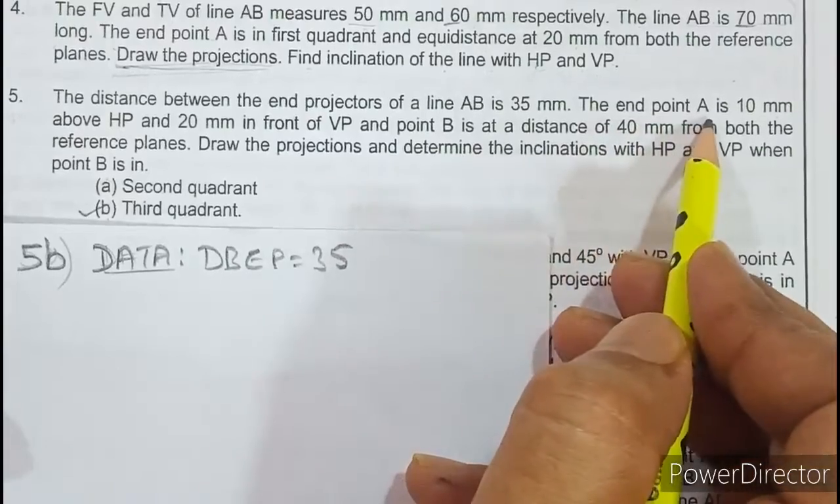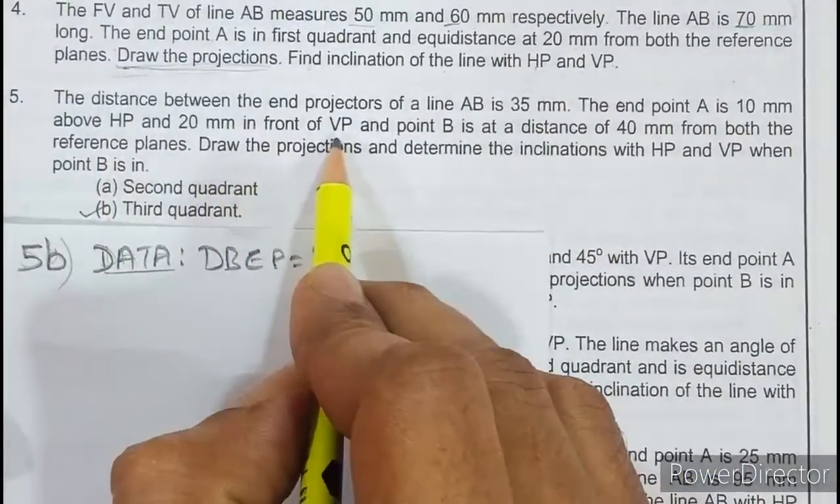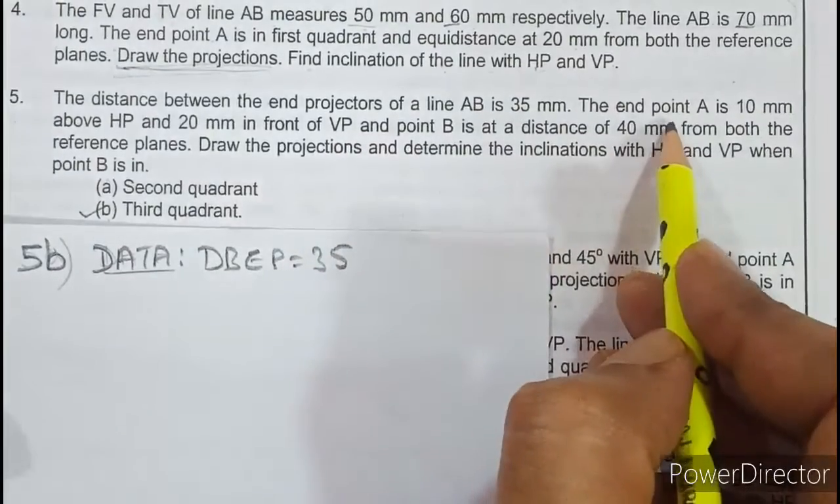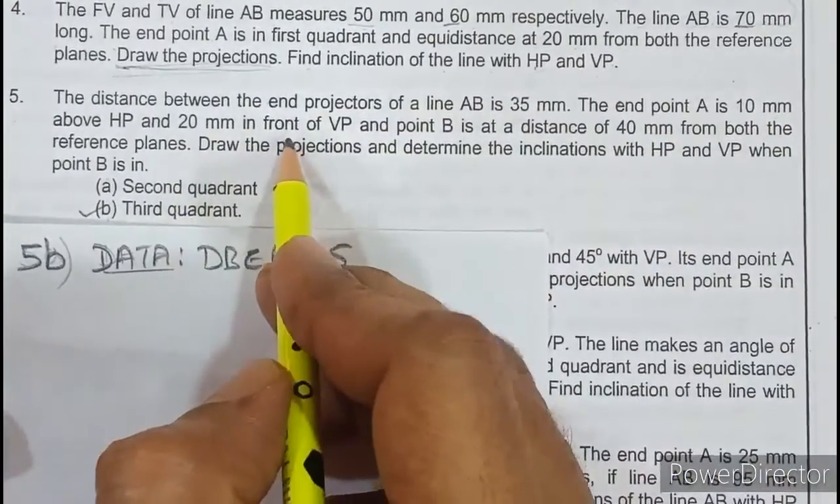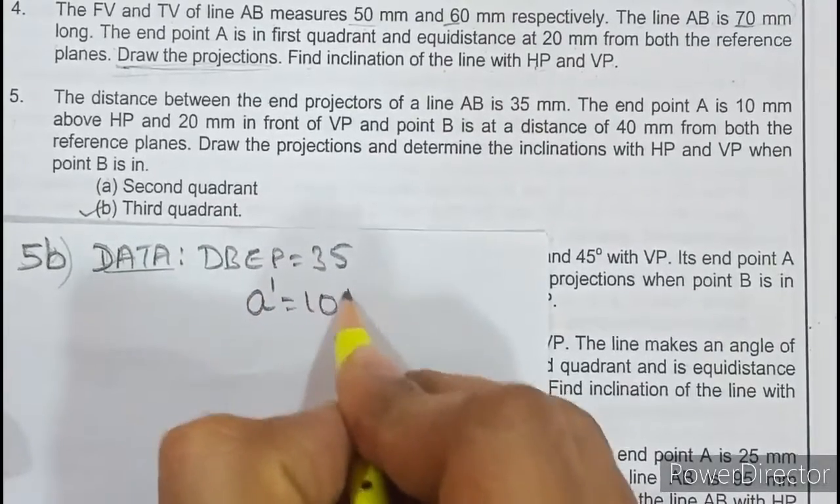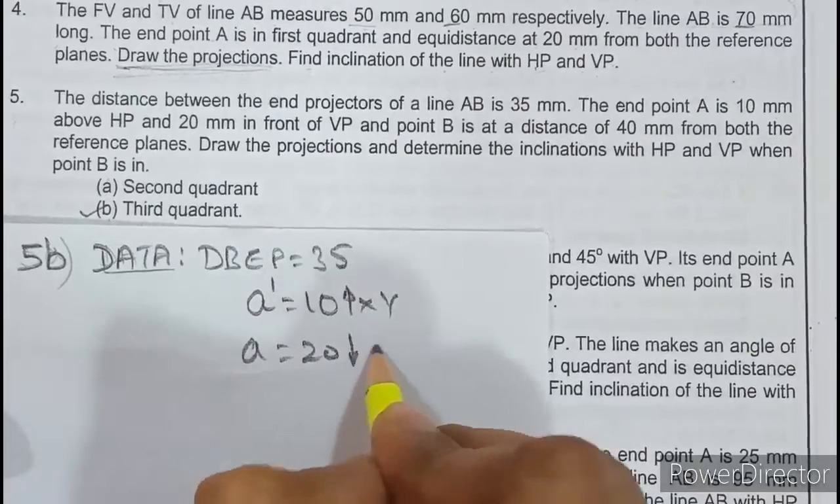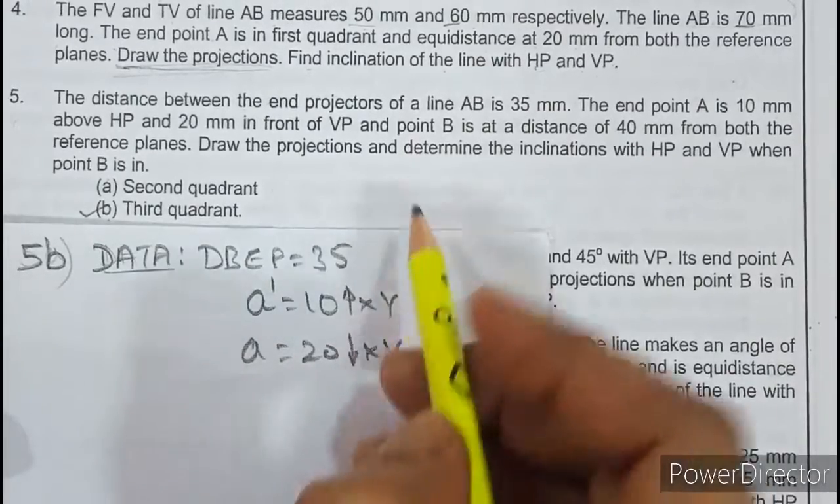The end point A is 10 mm above HP and 20 mm in front of VP. So up till now it is clear that above and in front means first quadrant. So point A is 10 above. That means A dash is 10 above XY and A is 20 below XY. So that point is clear.